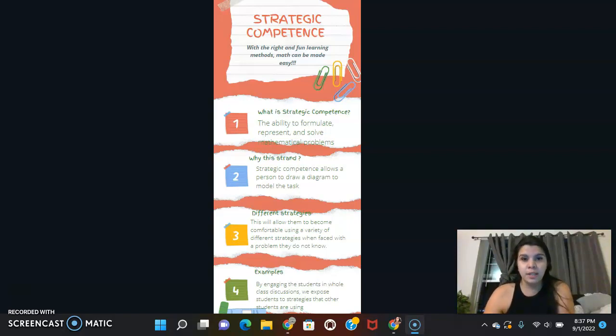Also, strategic competence is about different strategies. This strand allows students to become comfortable using a variety of different strategies when faced with a problem they do not know. So this is the main purpose of this strand: to teach a lot of different strategies, a lot of different methods, so that when the time comes, a student has options.